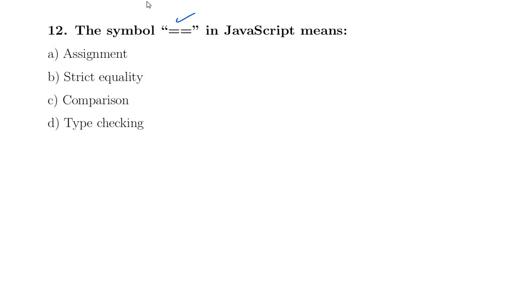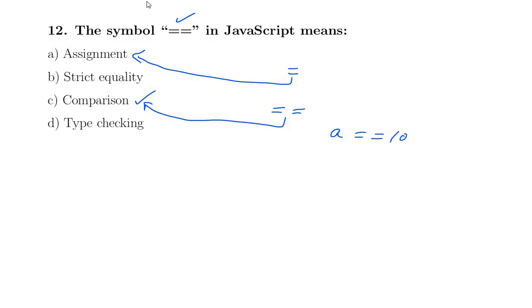The correct option is comparison, because single equal is used to assign a value to a variable, that is called assignment statement, while double equal is used to compare two values. Just like you can write a equal to 10, this is a comparison statement. And assignment statement, you can say b equal to 30. Here the value 30 is assigned to variable b.